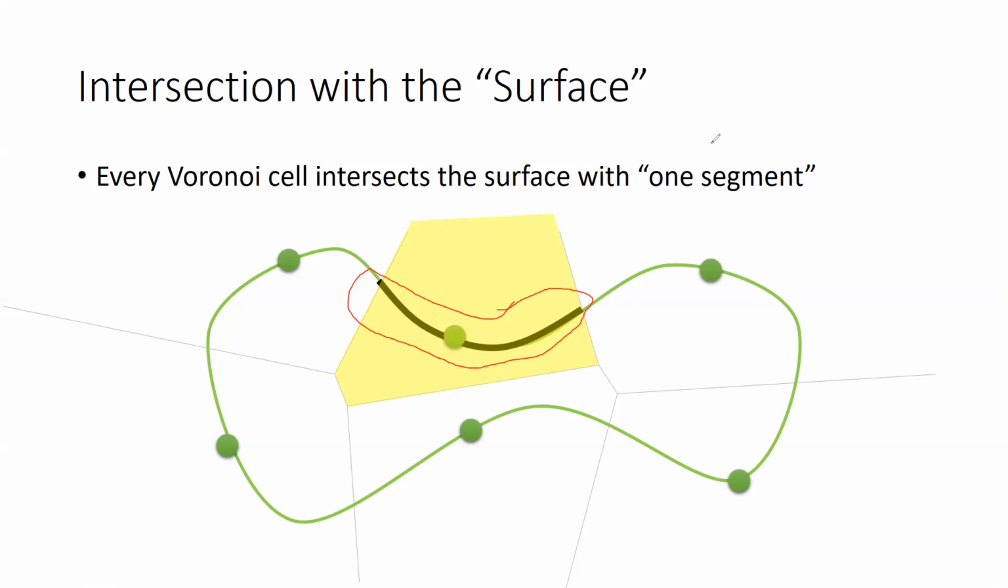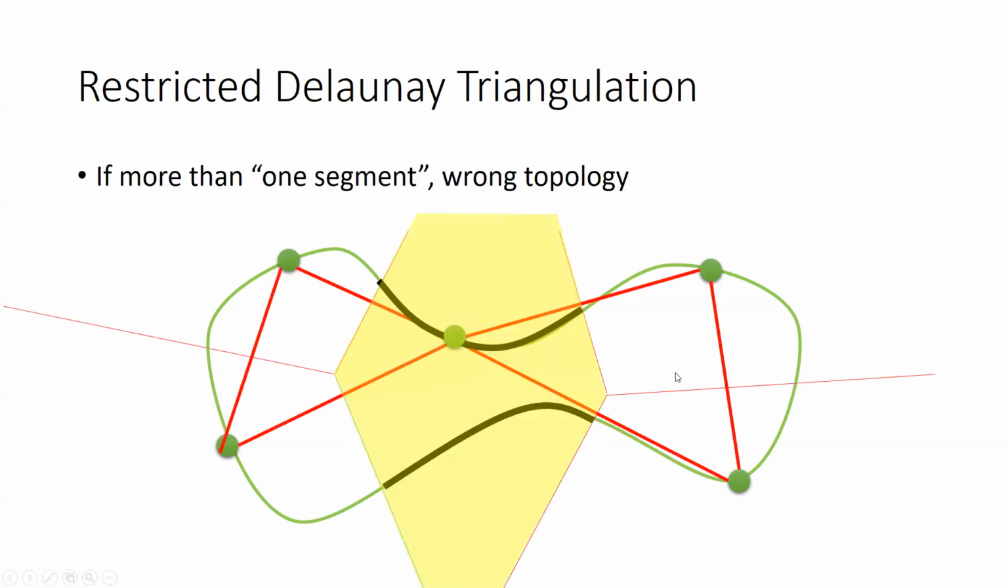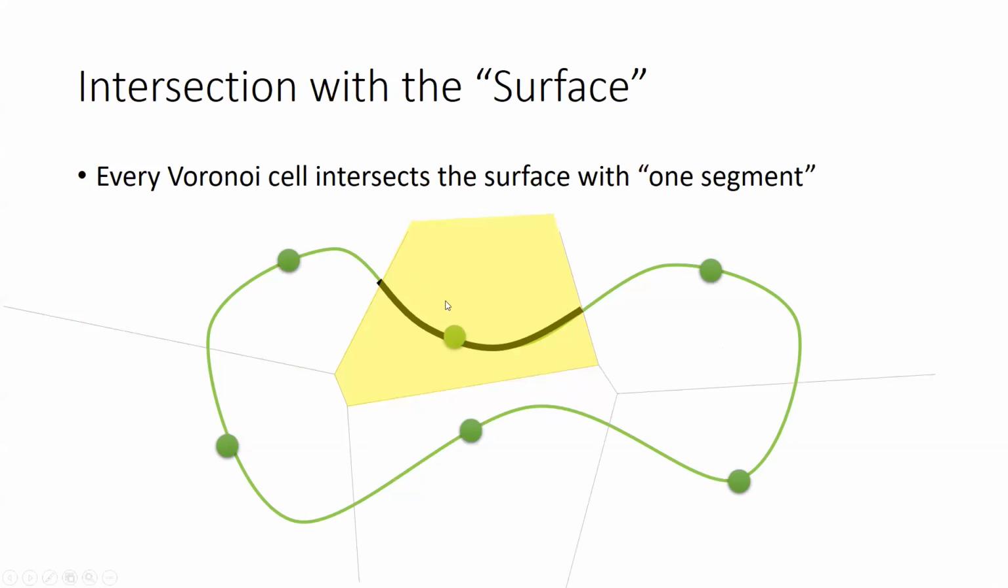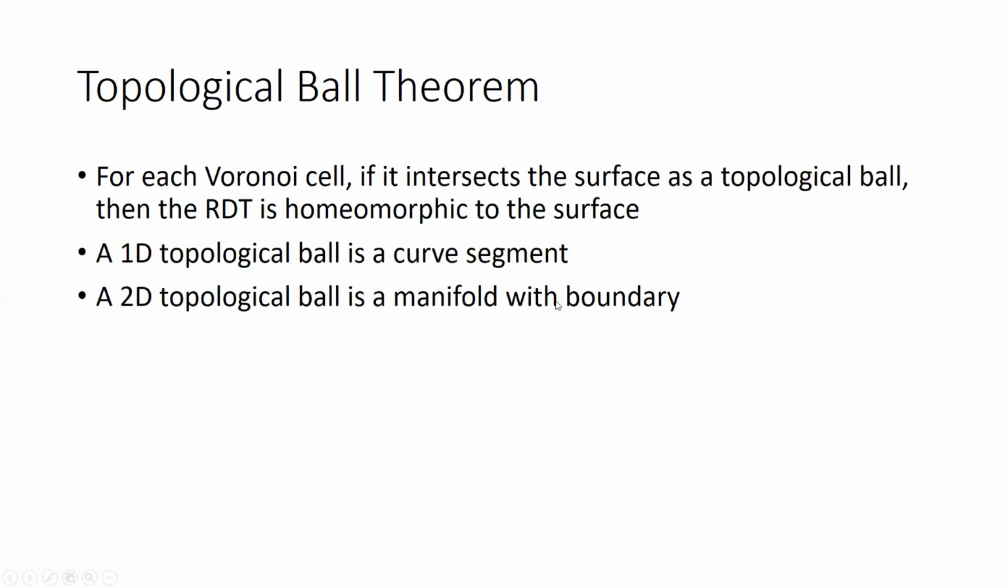Otherwise, what will go wrong is like this. For example, you see this yellow shape actually intersects the surface in two segments. And that is where the topology goes wrong. So in order to maintain this condition, usually the requirement is that I sample the points at a dense enough density that I actually can achieve this.